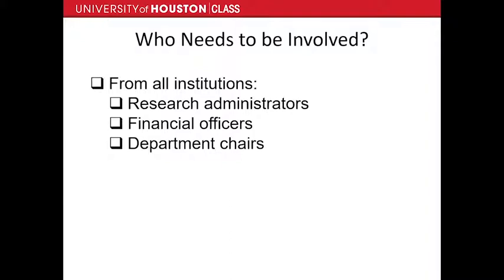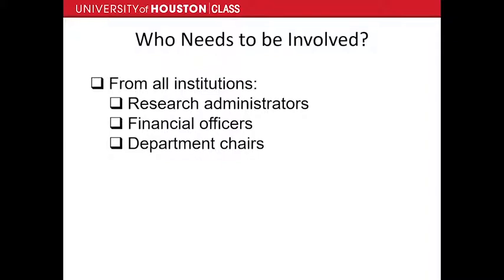And this would also include financial officers. A lot of times, in my experience, that's usually the grants and contracts officer, because they have to sign off on all of the financial documents. They're essentially signing not only for you, but on behalf of the university, legally binding financial documents. So they absolutely have to be involved.